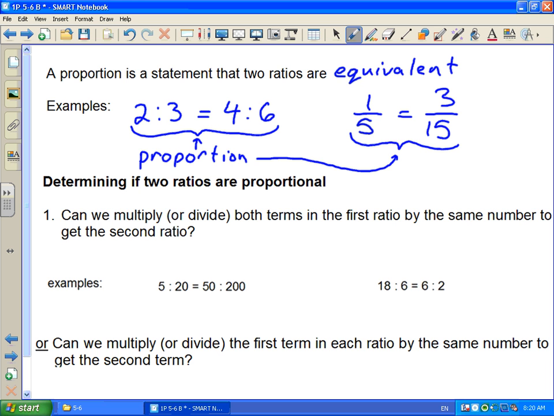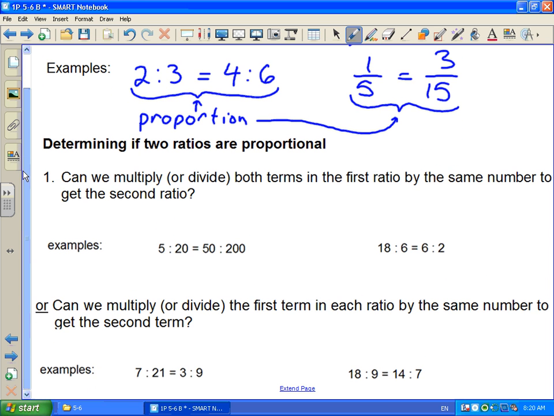So the first thing we want to be able to do is determine if two ratios that we have are proportional, or if we can put that equal sign in between them and they form a proportion. Can we multiply or divide both terms in the first ratio by the same number to get the second ratio? This is just the method that we used to find equivalent ratios in the first lesson.